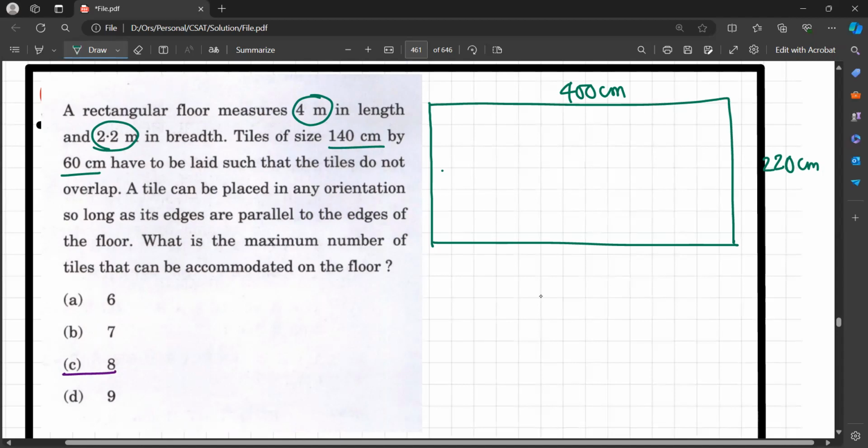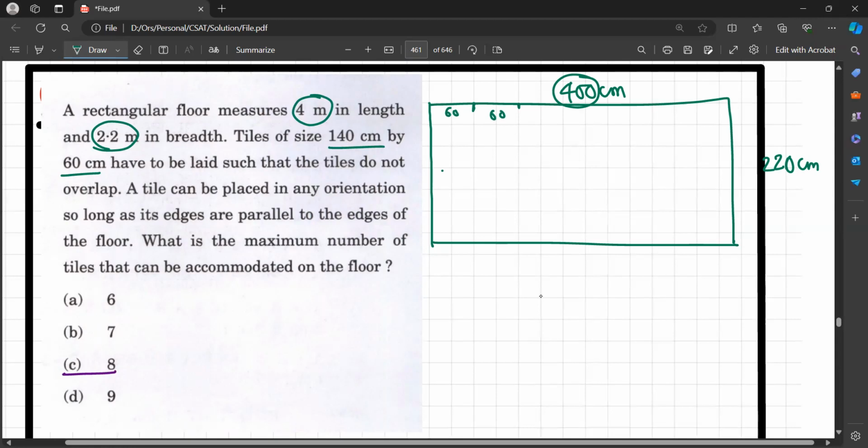Maximum tiles हमको accommodate करना है. कैसे करेंगे? अभी देखो 400 है. I can start either with 60 or 140. Yes or no? Let us do certain arrangements. If I place a 60 first, because if I start with 140, you will ask why 140. Let me place a 60 first.